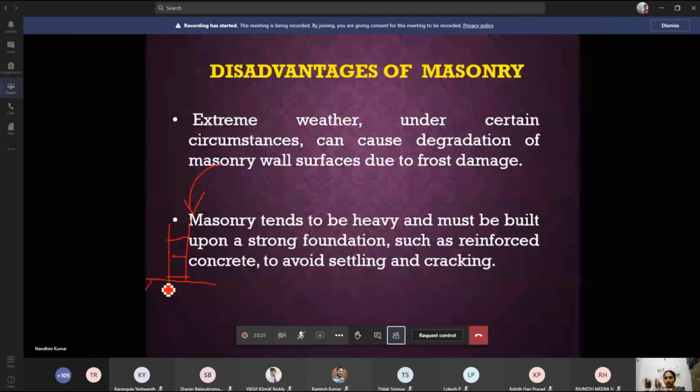So if you are constructing a brick wall, you should make sure you are providing good foundation support. Imagine the weight of your rock wall or your stone masonry wall, it is going to be huge compared to your brick wall. So definitely the foundation should be quite heavy, such as reinforced concrete, to avoid settling and cracking.